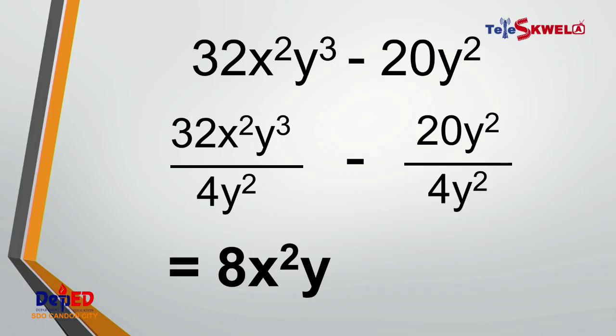Let us also divide 20y squared divided by 4y squared. So 20 divided by 4 is 5. For y, since 2 minus 2 is 0, we just cancel it. So 32x squared y cubed divided by 4y squared minus 20y squared divided by 4y squared will now be equal to 8x squared y minus 5.